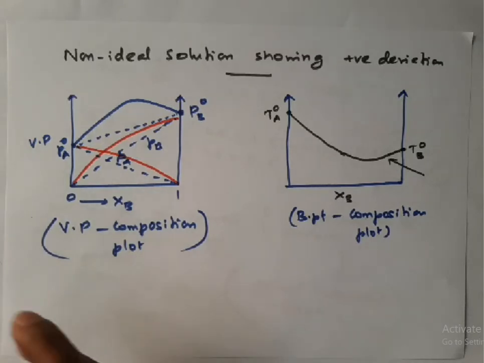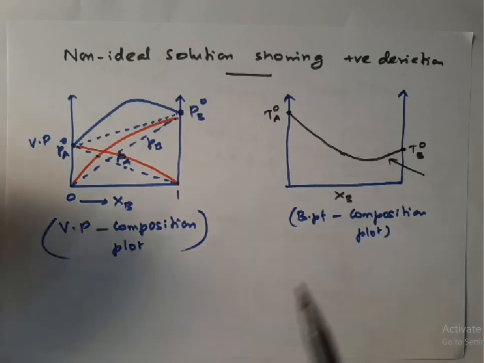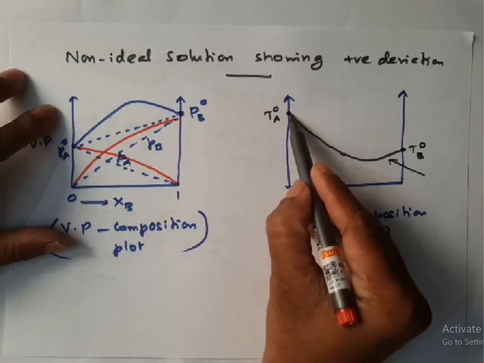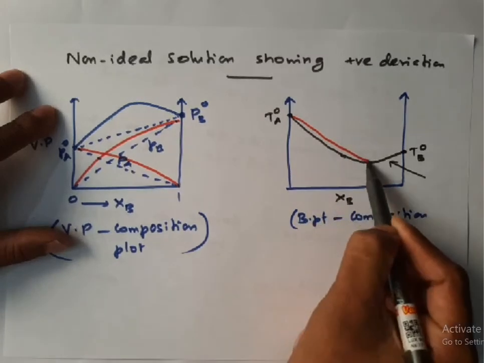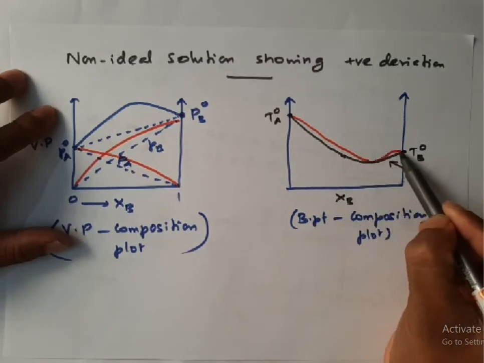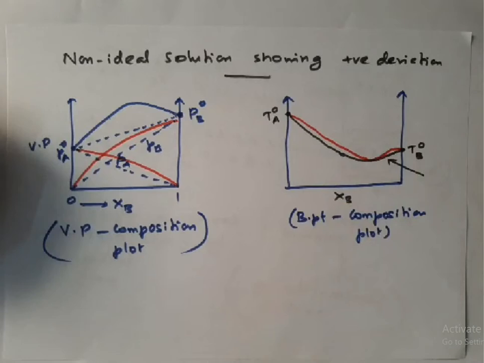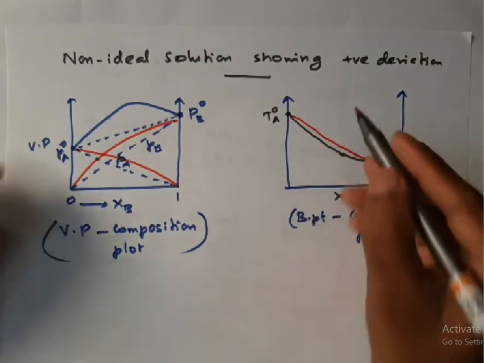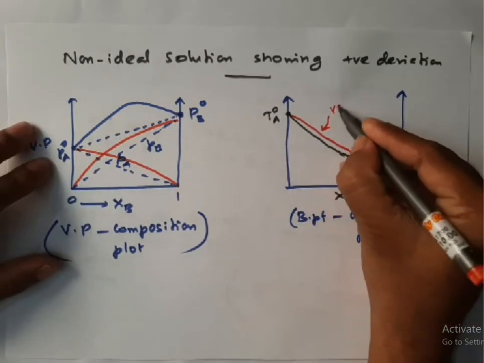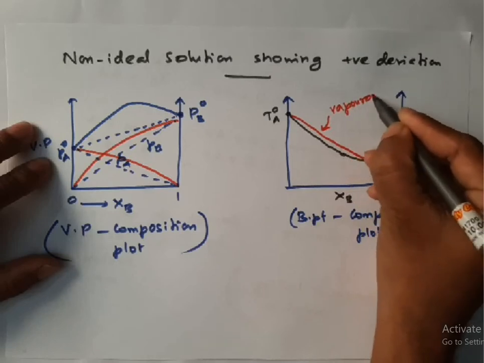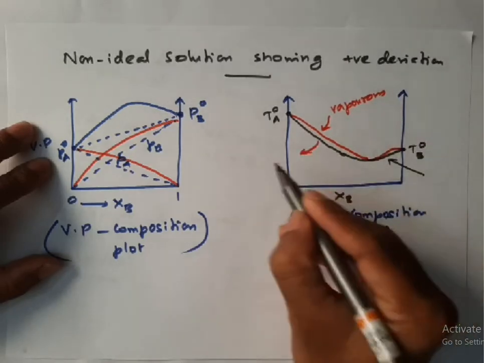Suppose I plot the mole fraction of B in the vapor phase also in the same diagram. Then the curve will appear something like this. I have drawn it like this. Students, observe this carefully. This is the vapor curve, and this is the liquidus curve.